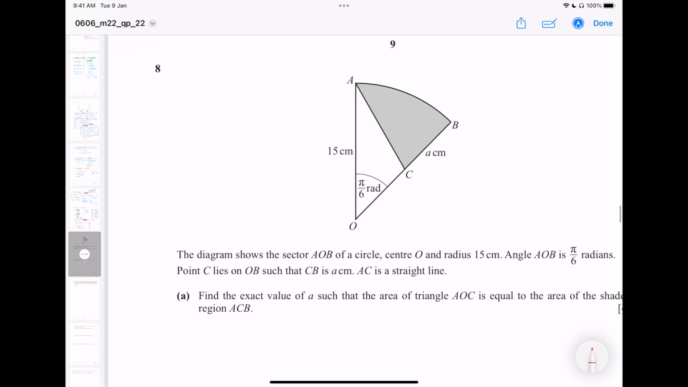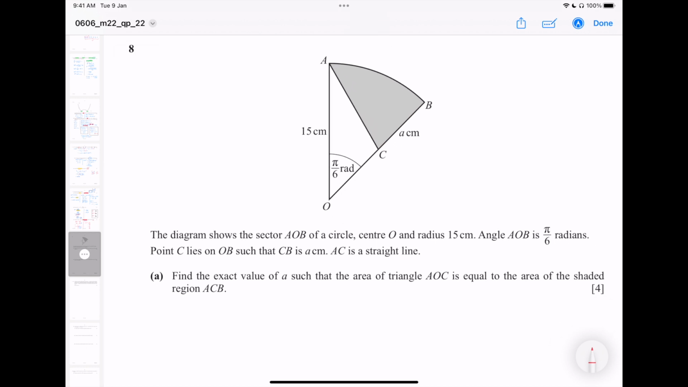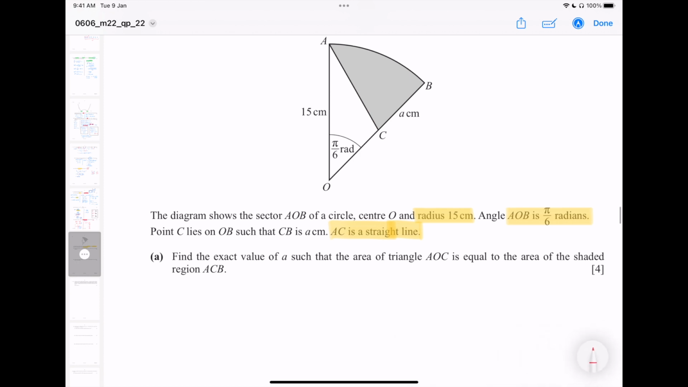The diagram shows the sector AOB of a circle. Center O, radius 15. Alright, these are all important information, by the way. Radius 15, angle AOB is pi over 6, and then we got ACM. AC is a straight line, very, very important. Find A such that the area is equal to the area, okay. Every time, like I said, there's not much thinking needed for AdMaths. Whatever you see, that's what you do.